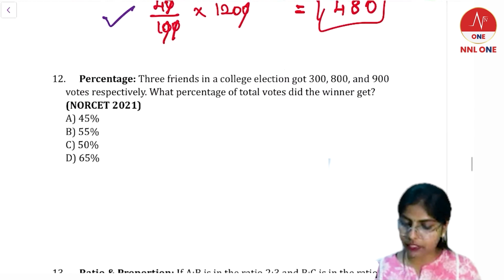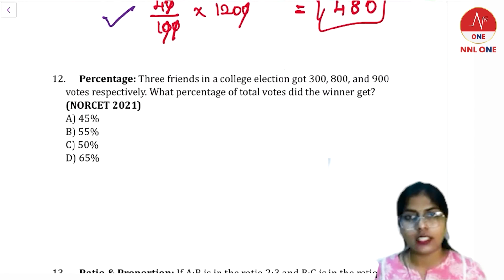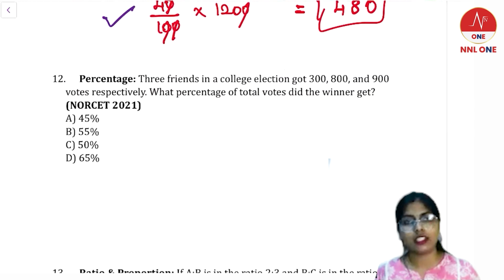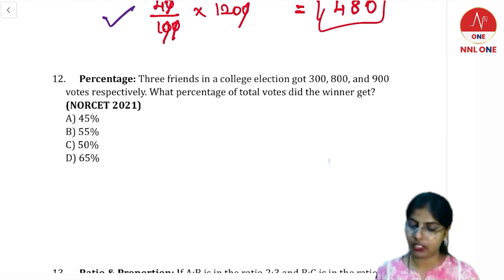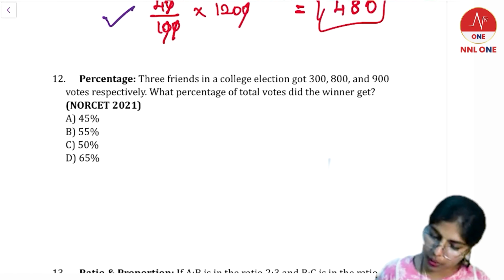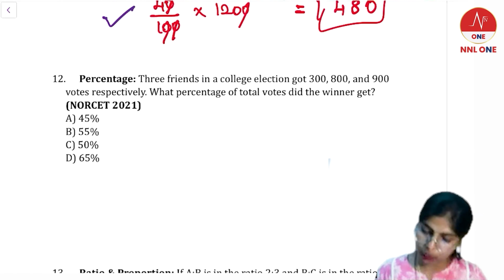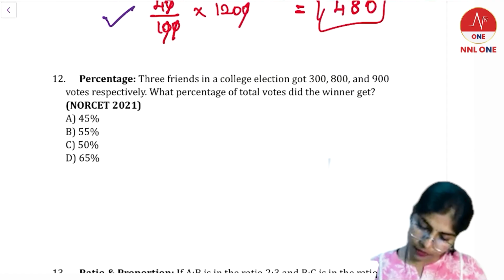Next. 3 friends in a college election got 300, 800, 900 votes respectively. What percentage of total votes did the winner get? Okay. They are asking the percentage and they have given the values of 3 friends in a college election who got 300, 800, 900. First, we need to find the total. What is the total number of votes of all the friends?